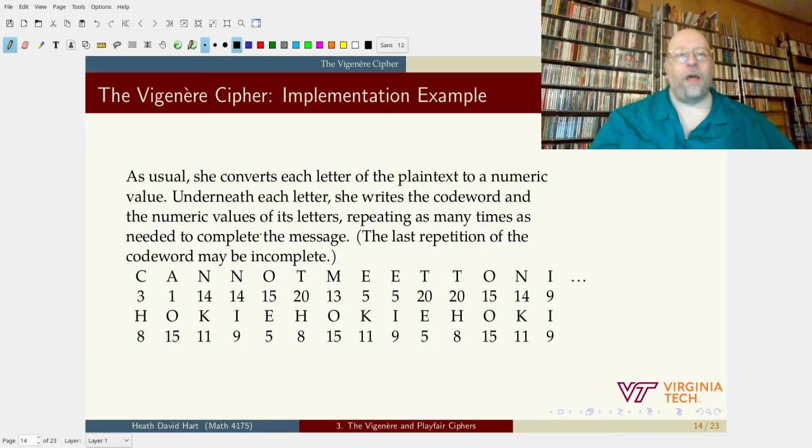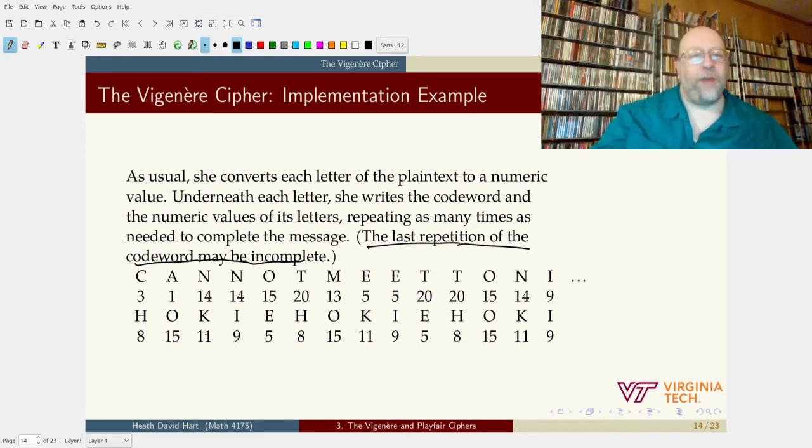So what Alice does is she converts her message into numbers. C becomes 3, A becomes 1, N becomes 14, so on and so forth. And underneath each letter, she writes the code word over and over again. H-O-K-I-E, H-O-K-I-E, H-O-K-I-E, so on and so forth. If you run out of letters at the end, the last repetition of the code word may be incomplete. That's okay. You keep repeating the code word until you reach the end of the message, and if it ends in the middle of a code word, that's okay.